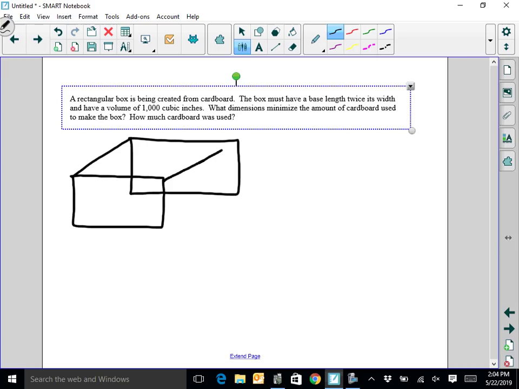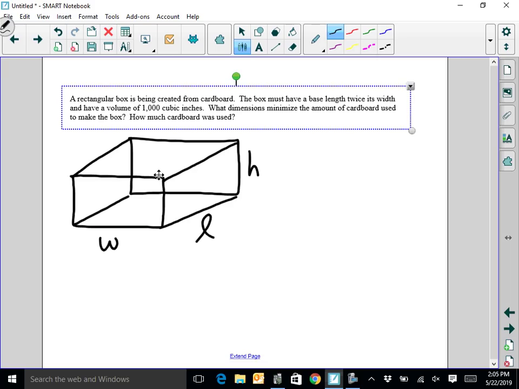Not the greatest drawing in the world, but it gives you an idea of the three-dimensional space here. Now, I know that rectangular boxes have a length, a width, and a height. Okay, so you might go, oh yeah, length, width, height. But that's three separate variables. The problem kind of gives me some information that can shrink this down to just two variables.